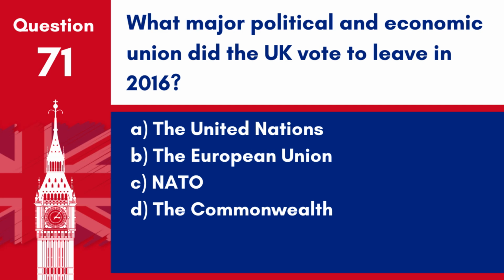Question 71. What major political and economic union did the UK vote to leave in 2016? A. The United Nations. B. The European Union. C. NATO. D. The Commonwealth. Answer: B. The European Union. In a 2016 referendum, the UK voted to leave the European Union, a decision commonly referred to as Brexit.